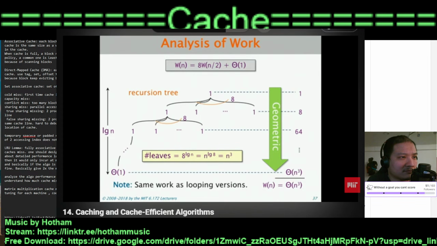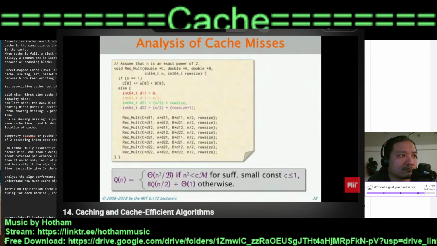Now let's analyze the number of cache misses of this divide and conquer algorithm. My recurrence is going to be different. My base case now is when the submatrix fits into cache, so when n squared is less than cM. When that's true, I just need to load that submatrix into cache, and then I don't incur any more cache misses. So I need theta of n squared over B cache misses when n squared is less than cM for some sufficiently small constant c less than or equal to 1.